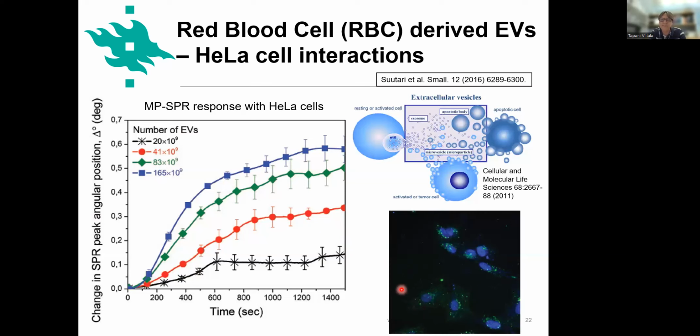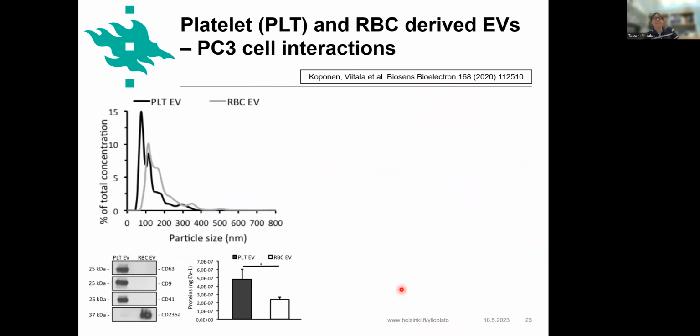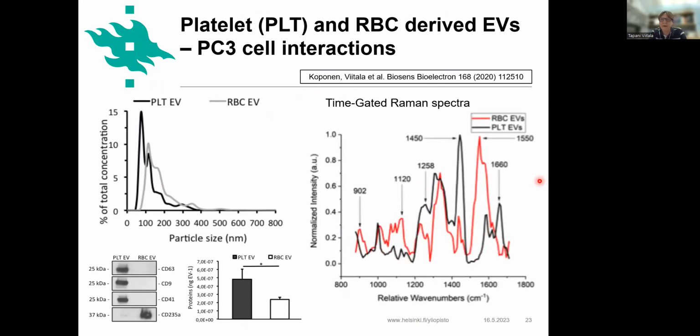inside the cells. We continue this work then by adding platelet-derived EVs to our study, and we change to PC3 cells, a prostate cancer cell line. And this is just a nanoparticle tracking analysis of the EVs we have from platelets and red blood cells, confirmation that they are actually EVs that we are looking at, and also the protein amounts in the EVs that we have studied. And then the biochemical fingerprint was measured with time-gated Raman also, just to see that they are actually different in their biochemical composition.